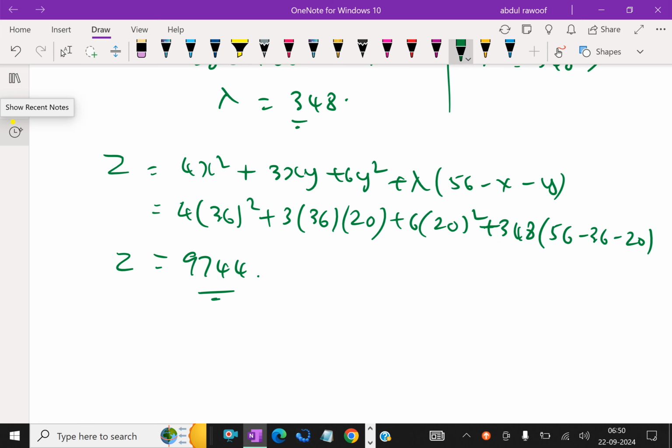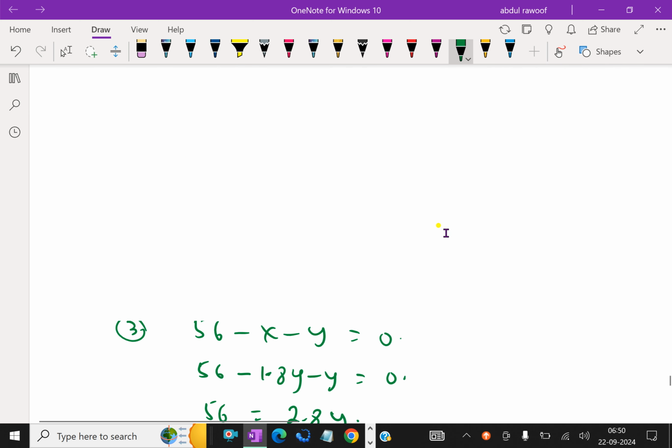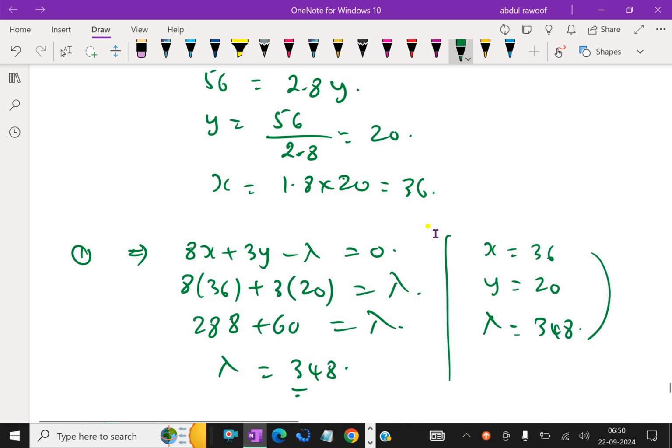So far we discussed what is optimization of a function with Lagrange's multipliers. As well, we did some example problems to understand this concept.